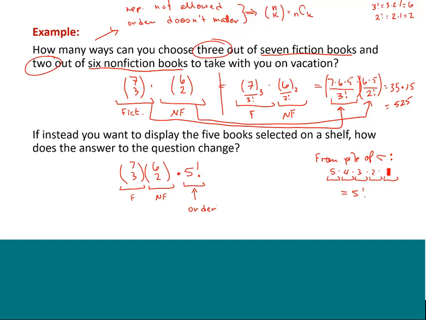And so this here would be the 525 answer that we had before times 5 factorial, and 5 factorial is 120. So what is that number? Did I write it down? This looks like it should be 63,000. So a whole lot more options when you put the order back in.